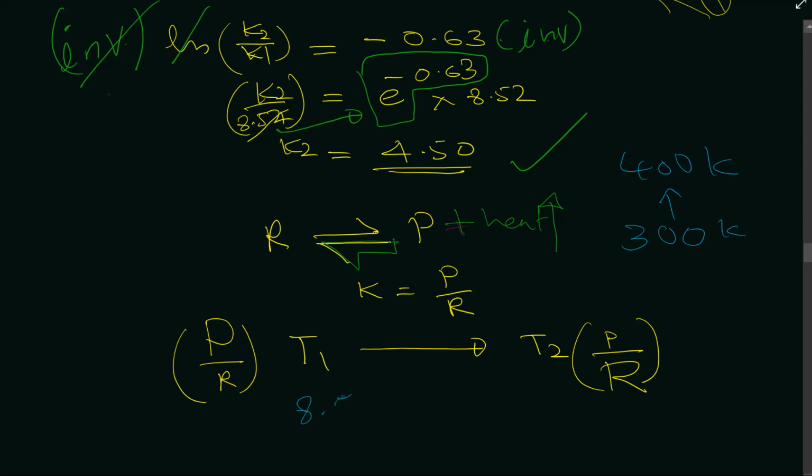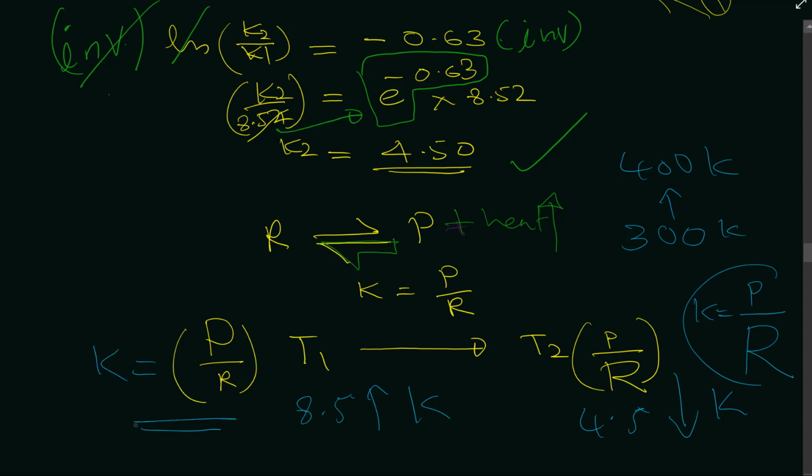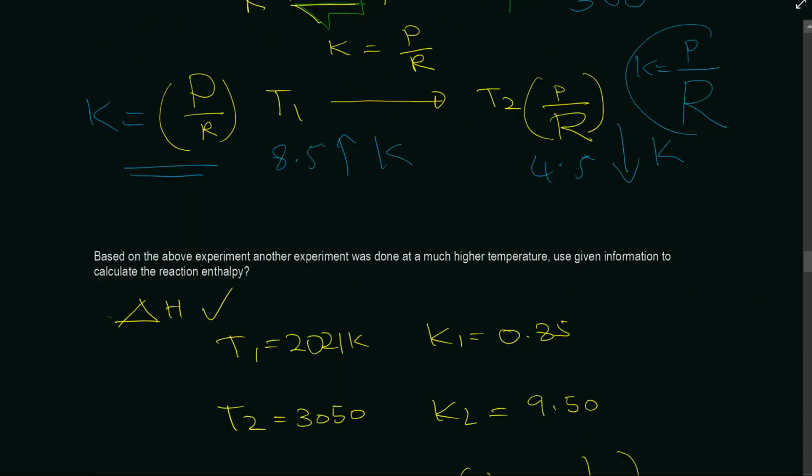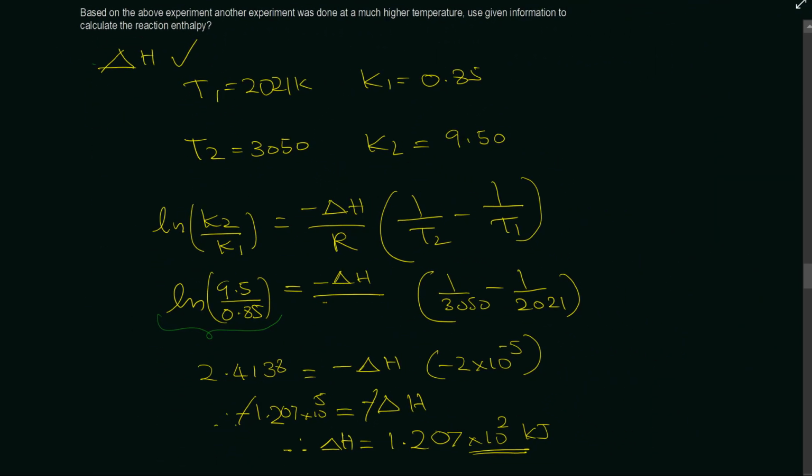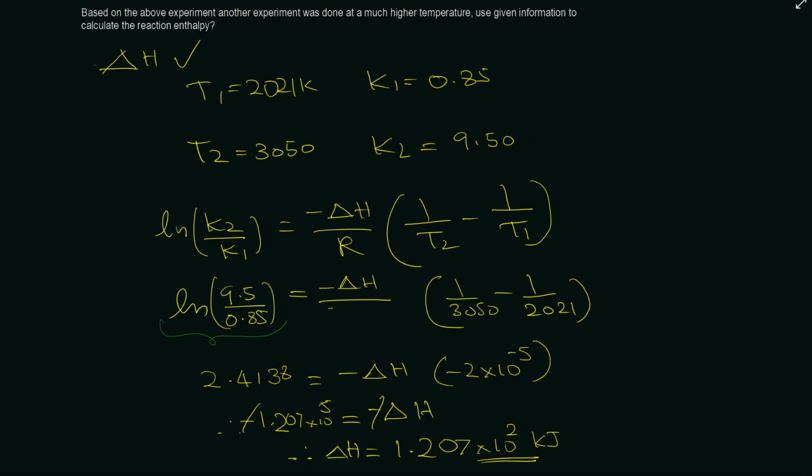Now let's make sense of the answer. So let's say you heated from 300 to 400 or 450. Your numbers, the Keq, went from 8.5 to 4.5. So it's lowered. So the K value means a little less products and more reactants. That's why the K value is lower. On the other side, it's the other way around. So that's how you kind of make sense of your answers, right?